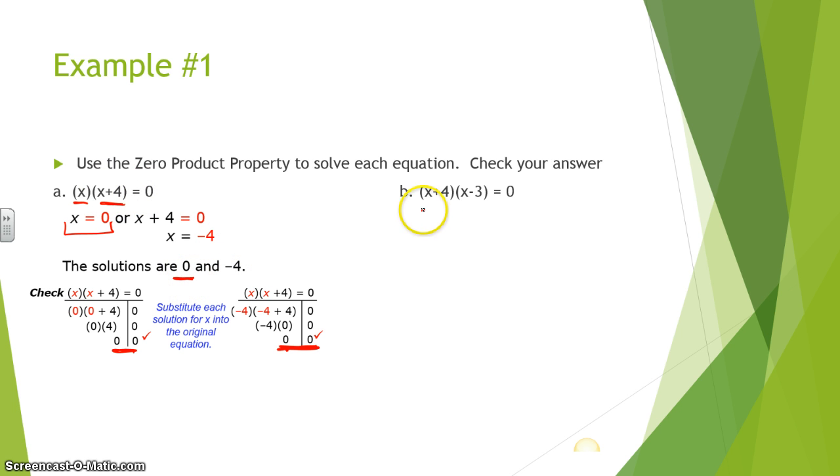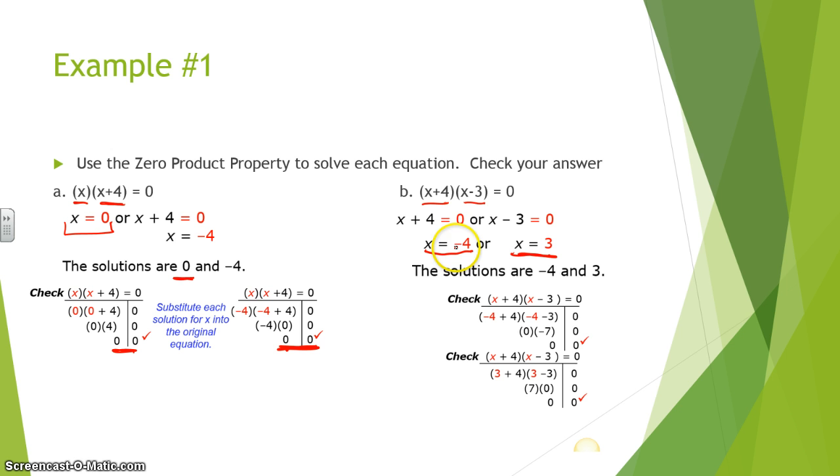Looking at B, we have x plus 4 times x minus 3. So we're going to set each separate situation equal to 0 to solve for x. For x plus 4, you subtract 4 from each side to get x equals negative 4. For the second one, we're going to add 3 to each side to get x equals 3. So the solutions here are negative 4 and 3. Again, to check it, we would substitute negative 4 into the original to see that it equals 0. Again, we'll substitute 3 into the original to see that we get 0 on each side as well.